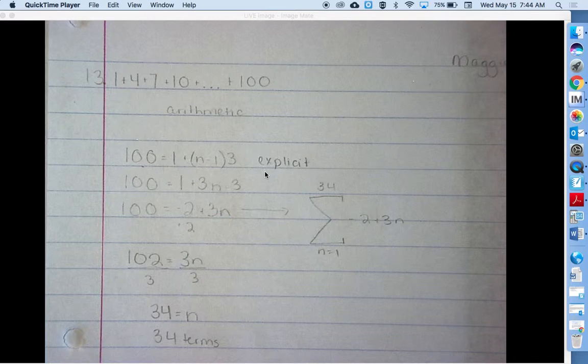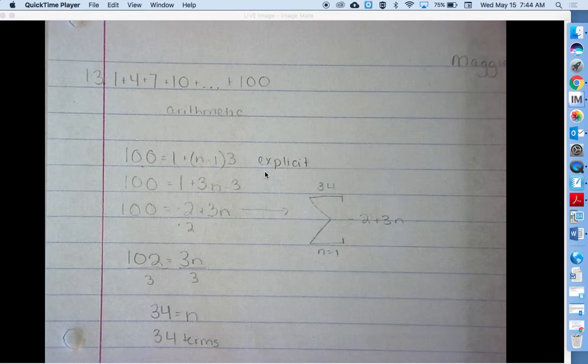I had problem 13, and you had to put the problem in sigma notation, and it was arithmetic, and I plugged it into an explicit formula to find the number of terms, and the part that went over here. When I plugged it in, I got 34 terms, and negative 2 plus 3n. Then I put 34 on the top, and negative 2 plus 3n on the right, and n equals 1 on the bottom because you start from the first term.